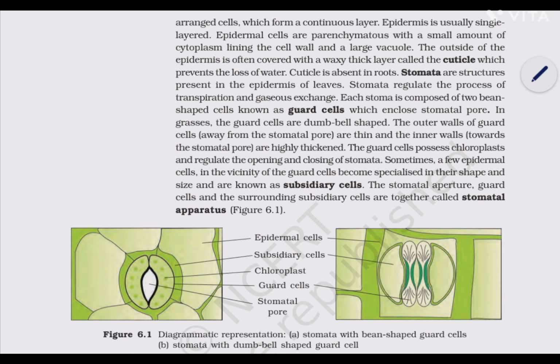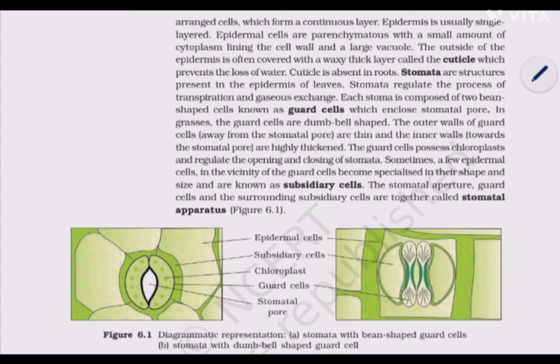Stomata are structures present in the epidermis of leaves. Stomata regulate the process of transpiration and gaseous exchange. Each stomata is composed of two bean-shaped cells known as guard cells, which enclose the stomatal pore. In grasses, the guard cells are dumbbell-shaped. The outer walls of guard cells, away from the stomatal pore, are thin and the inner walls towards the stomatal pore are highly thickened. The guard cells possess chloroplasts and regulate the opening and closing of stomata.